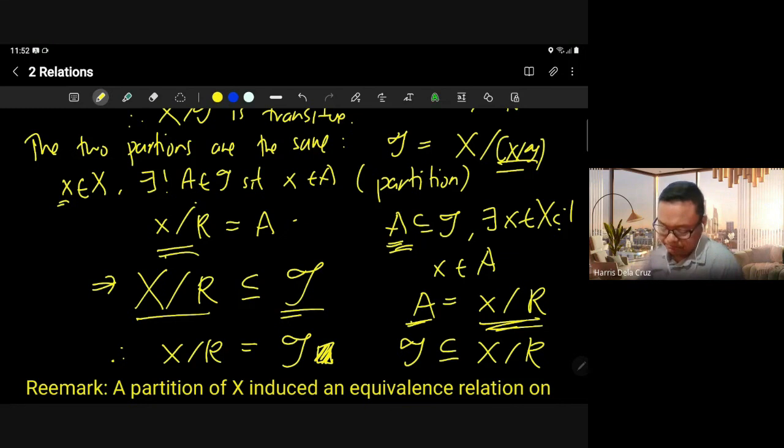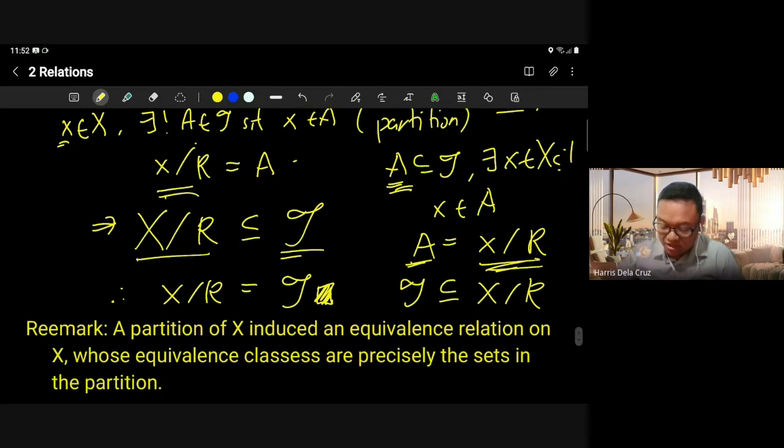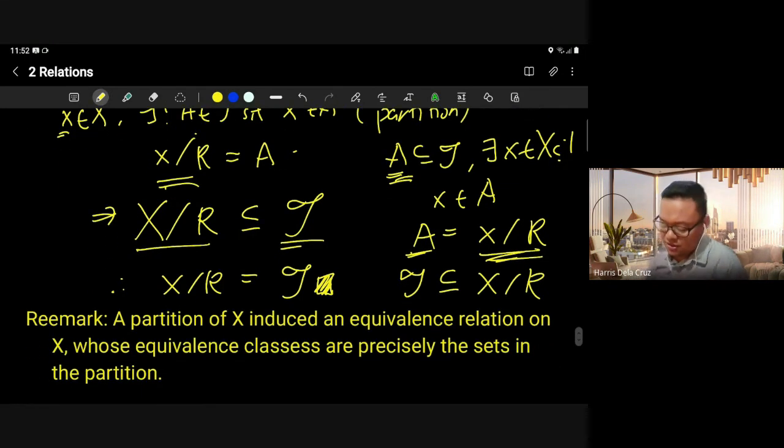Okay? So, as a remark, again, a partition of X induces an equivalence relation on X whose equivalence classes are precisely the sets in the partition.